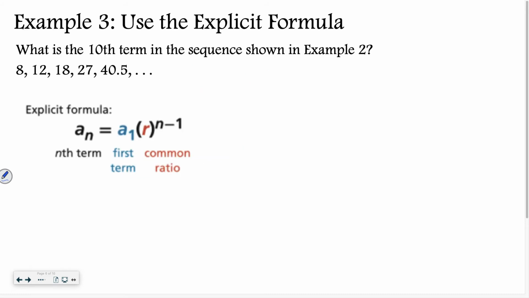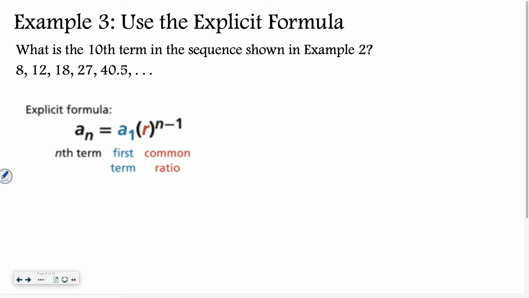Example 3, use the explicit formula. Okay, so we've learned the difference between arithmetic and geometric sequences. We've now learned how to do a recursive formula for a geometric sequence. Now let's talk about the explicit formula for a geometric sequence. Remember, explicit formulas are helpful because if you want to find, say, the 100th term, you don't have to find the first 99 in order to get to that 100th term. You can use the explicit formula and jump straight to that 100th term.